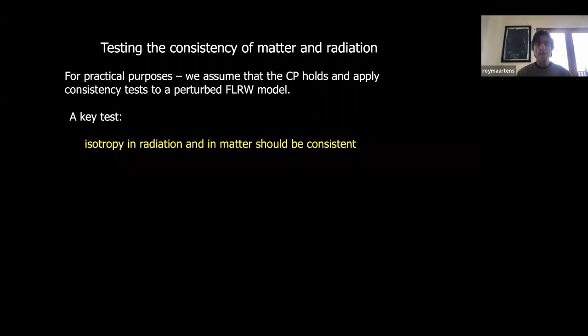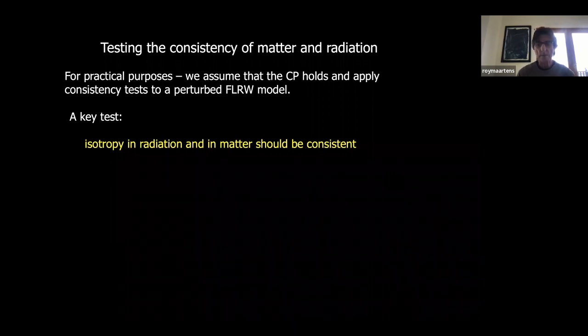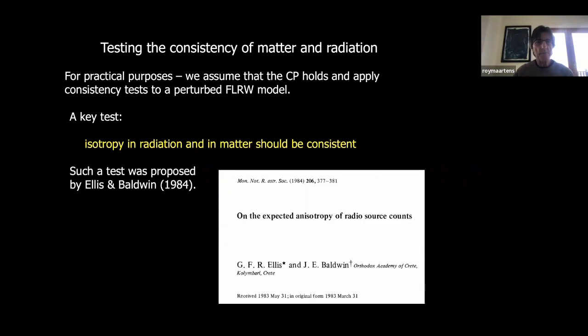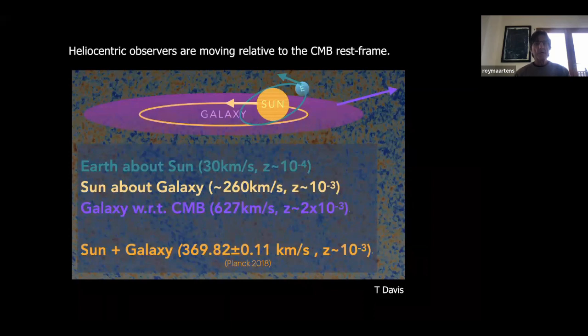And one of the most important tests of the cosmological principle is based on the fact that it requires isotropy in radiation and matter to be consistent. We can't have separate kinds of isotropy in the radiation, i.e. the CMB, and in the large-scale structure. This test was first proposed in 1984 by Ellis and Baldwin in a famous paper, although not much read because it's not a topic that's received as much attention as it deserves. Well, what's the idea here?